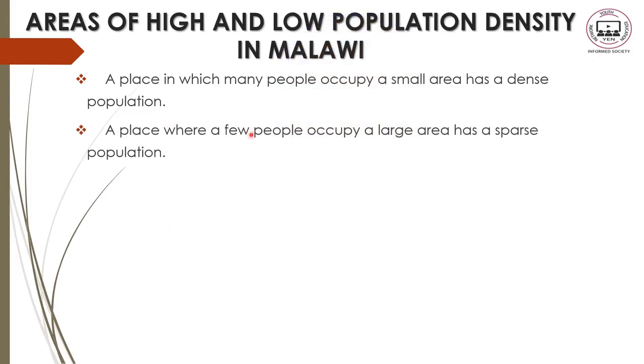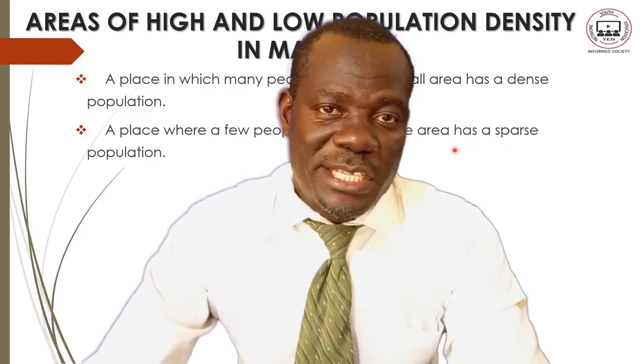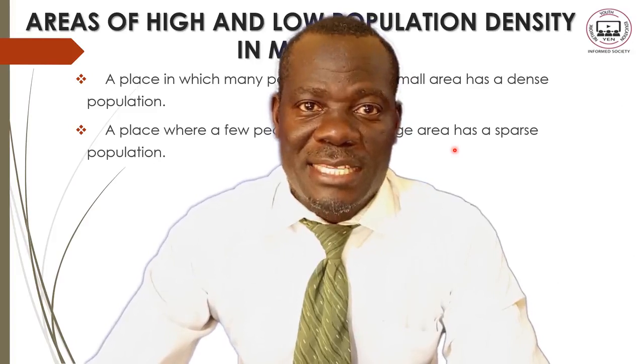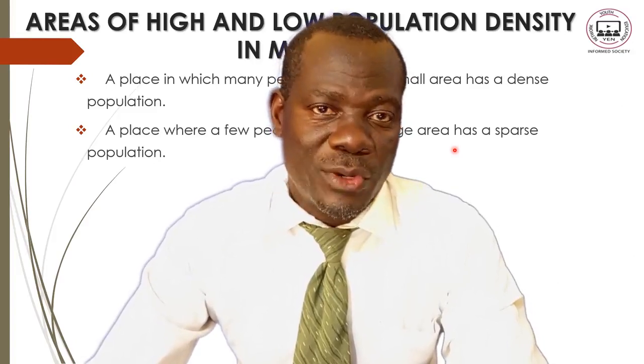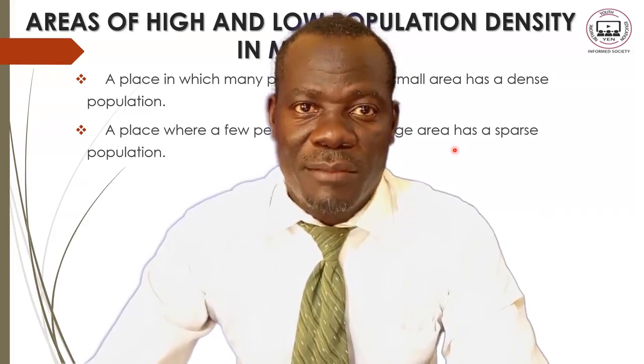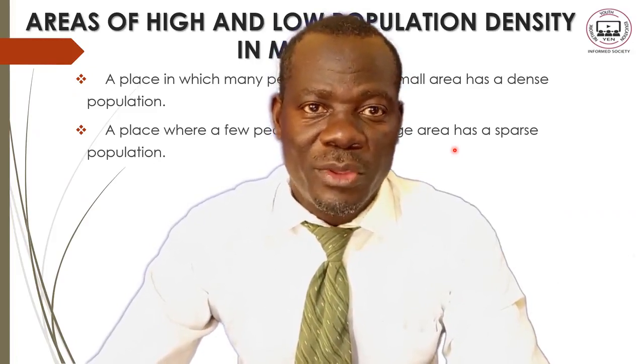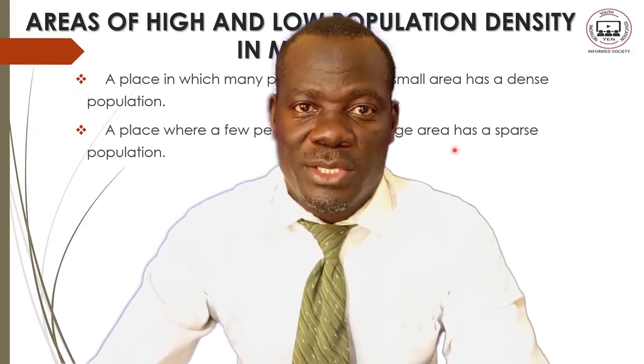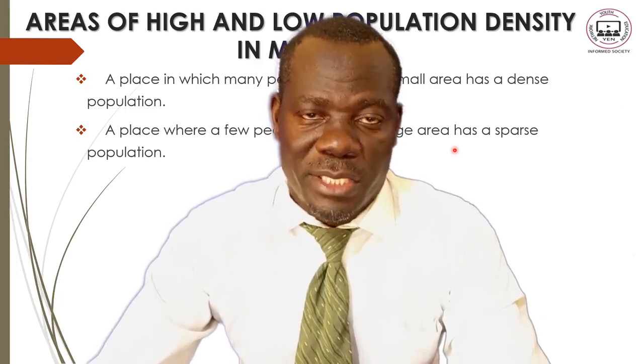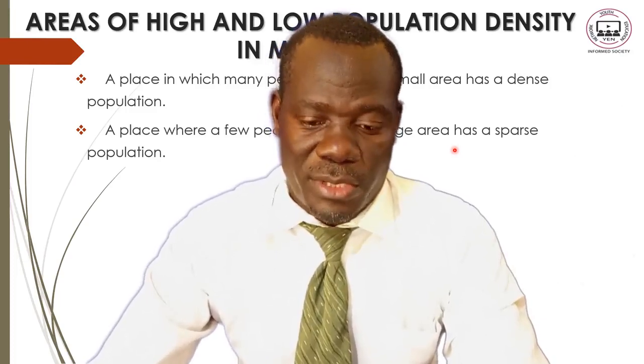A place where a few people occupy a large area has a sparse population. So we have talked of dense population as a place where a small area has many people. But a big area with few people is called a sparse population.